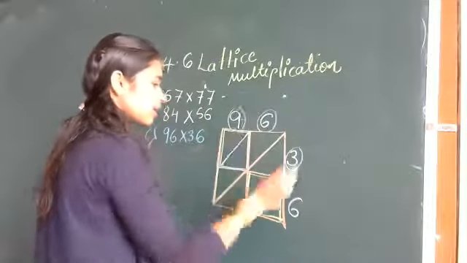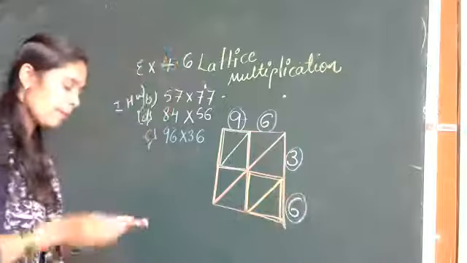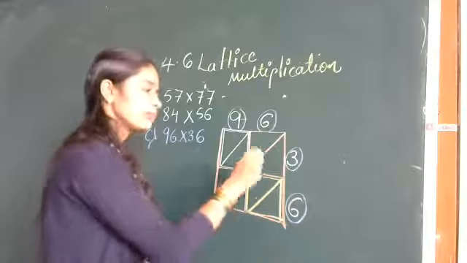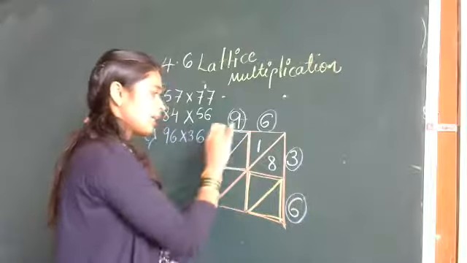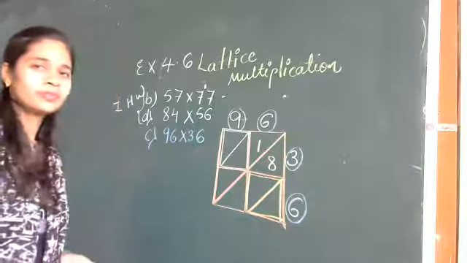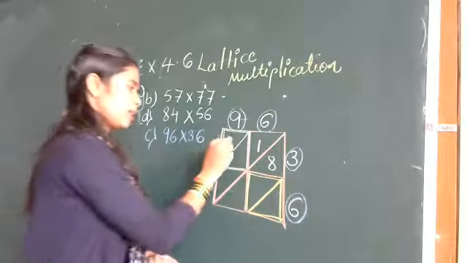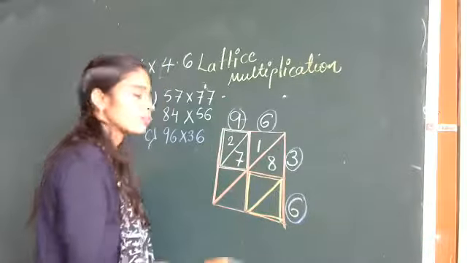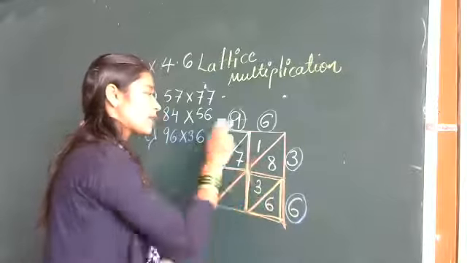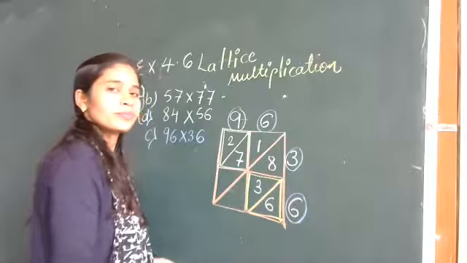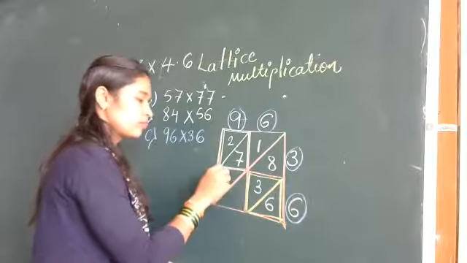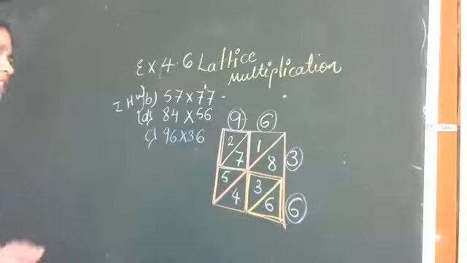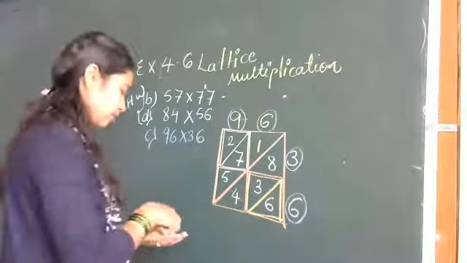Multiply 6 and 3. All these numbers you have to multiply. Now multiply 6 into 3 first. 6 threes are 18. It is 18. 9 threes are 27. It is 27. 6 sixes are 36. 9 sixes are 54. Yes. Now just add the diagonals.